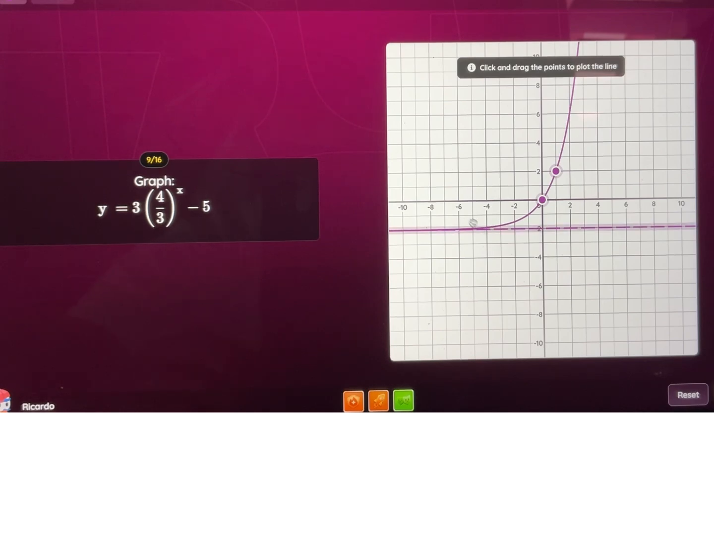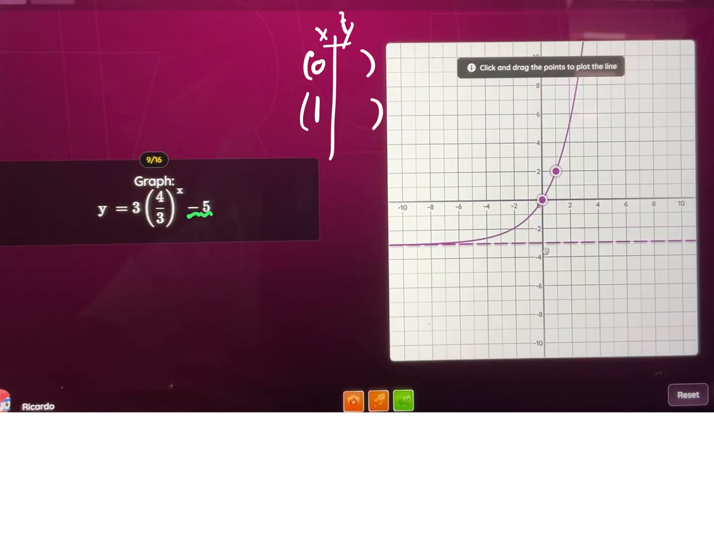Another one. Here we go. We have y equals 3, parentheses 4 over 3 to the power of x, minus 5. Quickly make an xy table. Plug in 0, plug in 1. You already know your asymptote is at y equals -5. So you can start with that. The asymptote's at y equals k, which in this case is -5. Get that asymptote, move it down to -5.